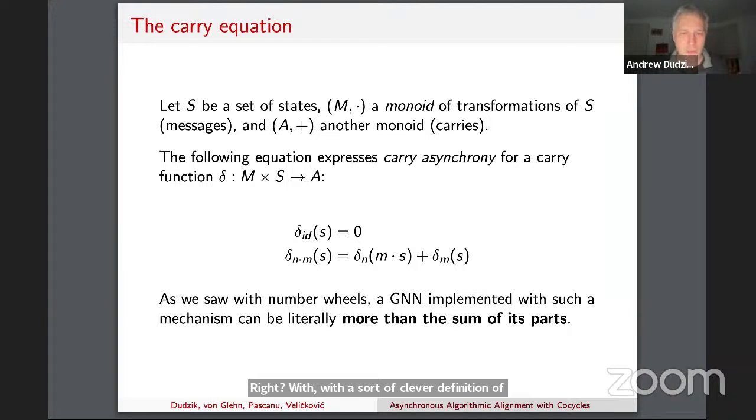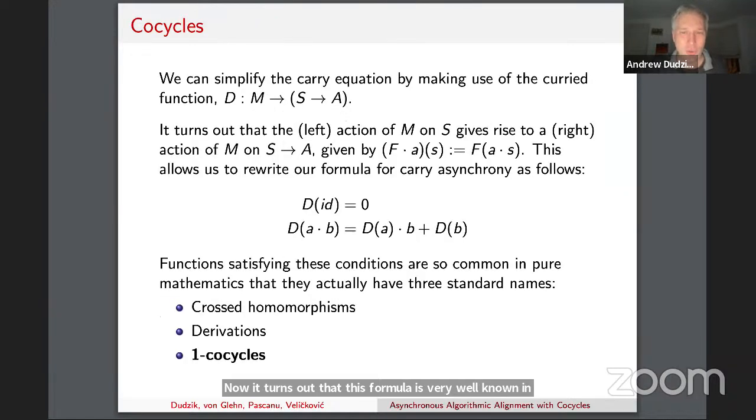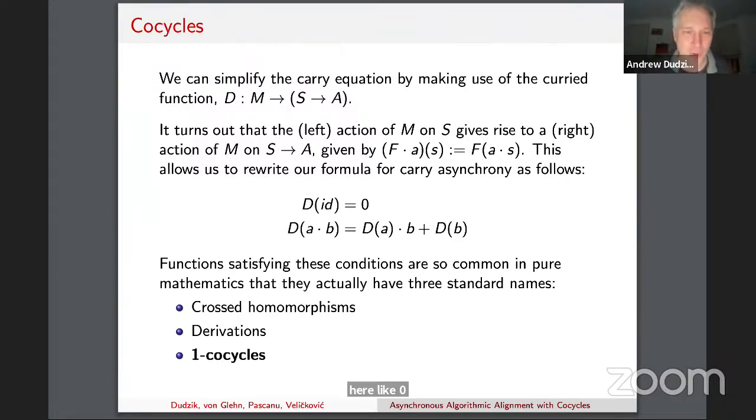Now, it turns out that this formula is very well known in pure mathematics. But to see that, we need to write it in a curried form. So we go into details about this in the paper, but basically we think of this as a function from M to functions from S to A. And then it turns out we can write it in this much simpler form, d of AB equals A d of B plus d of A B. And these are so common in pure mathematics that they actually have three completely different standard names, crossed homomorphisms, derivations, and finally, one cocycles. And we're preferring the term one cocycle here because we think that sort of the generalization here, like 0 cocycles, 2 cocycles, and so on, are also important. But here we're mainly focused on one cocycles.